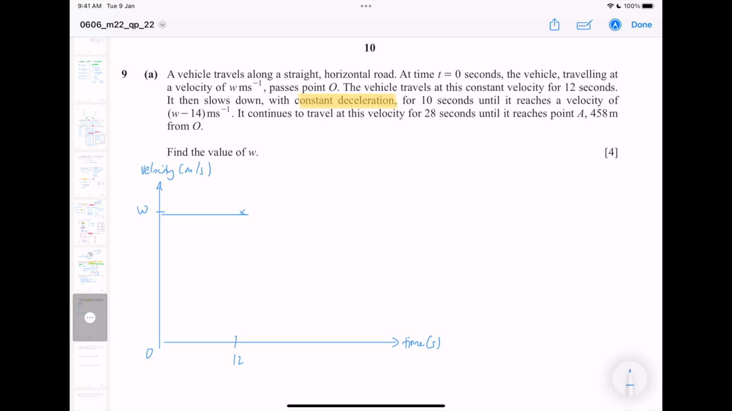And then it slows down for 10 seconds, so 22. I slow down to a velocity of W minus 14. I'm here now. It continues to travel at this velocity for 28 seconds, so I'm at 40 seconds, until it reaches point A, which is 40 seconds. And same velocity, so okay, that's what I'm getting.